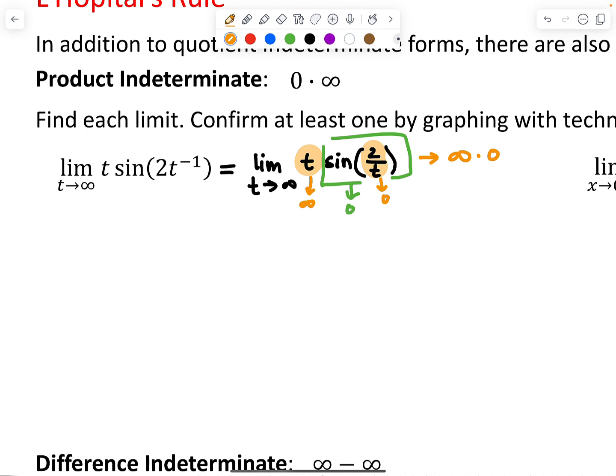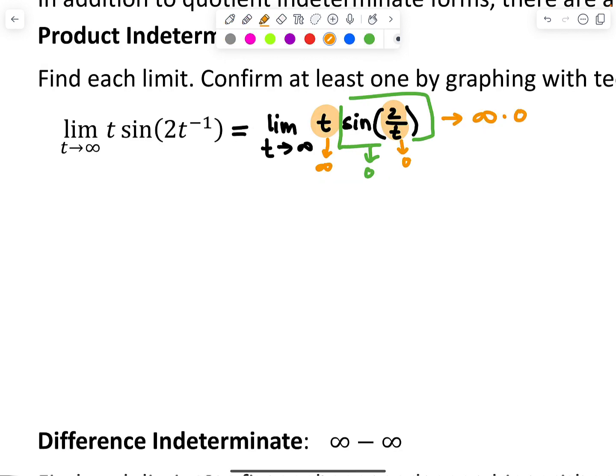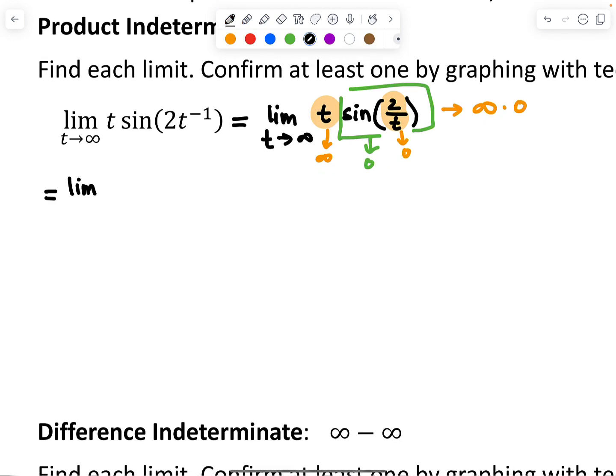Well, in this case, the way we're going to do that is we're simply going to create a complex fraction. I'm going to rewrite this function. I'll keep the sine expression the same, but instead of multiplying by t, I'm going to divide by its reciprocal, because dividing by 1 over t is the same thing as multiplying by t. And as t goes to infinity, the numerator will approach 0, and so will the denominator. And now I have a quotient indeterminate, and I can use L'Hopital's rule.